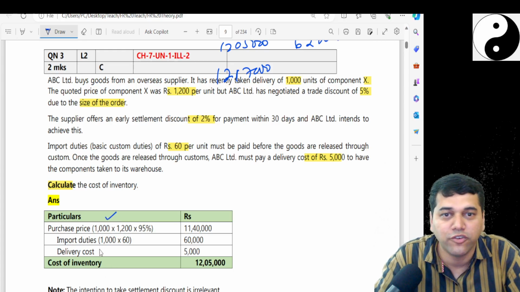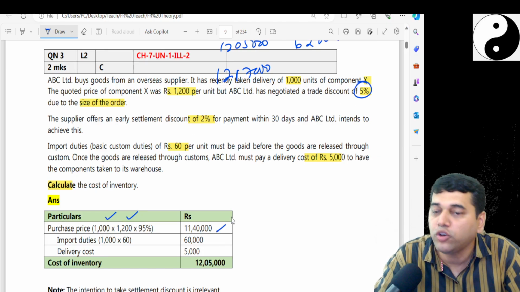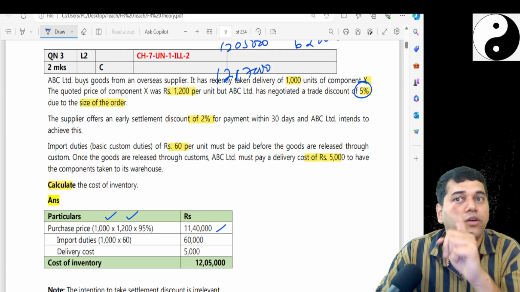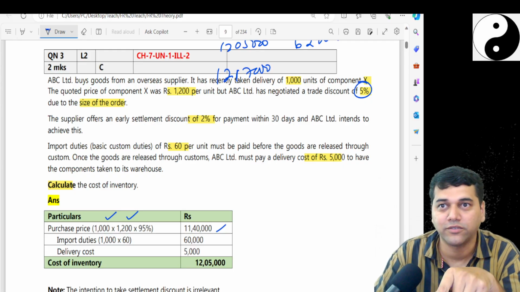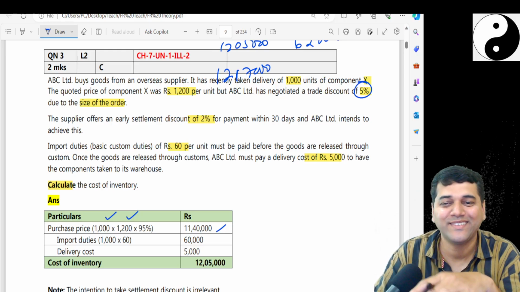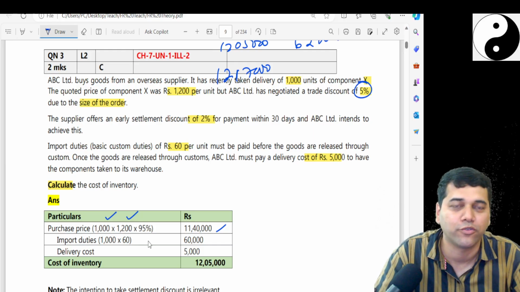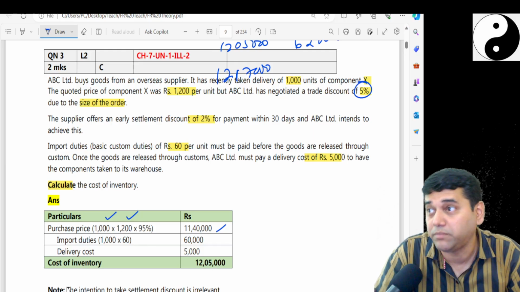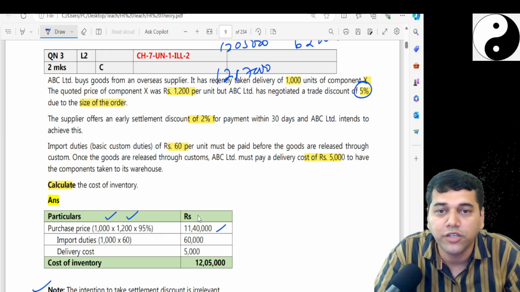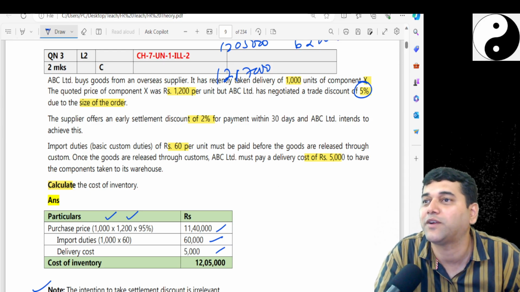1,000 units you have purchased at 1,200, net of your 5% discount. Are you going to take the cash discount? Cash discount? No, but you have to give a note there. See, I have always been telling you, whatever you don't adjust, please give a note. Then import duty 1,000 into 60 and delivery cost. Is there anything which is left out? Yes. Any other adjustment? Yes. What happened?